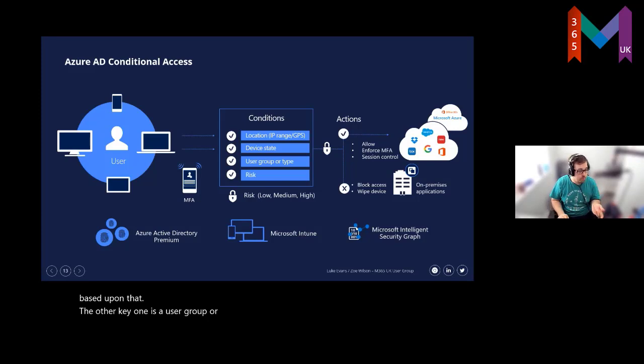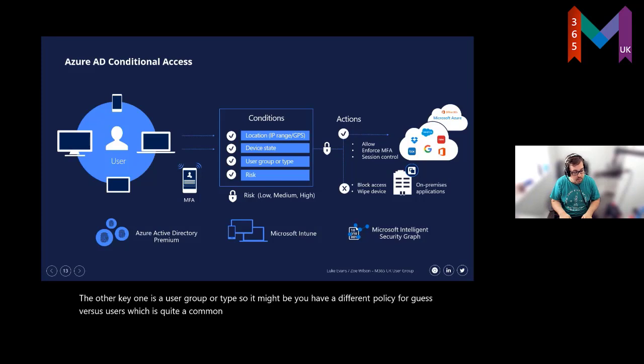The other key one is a user group or type. It might be you have a different policy for guests versus users, which is quite a common one, to be honest, in that we might want users that are based in the office not to be prompted for MFA, but we want guests who are accessing our data to always be prompted.